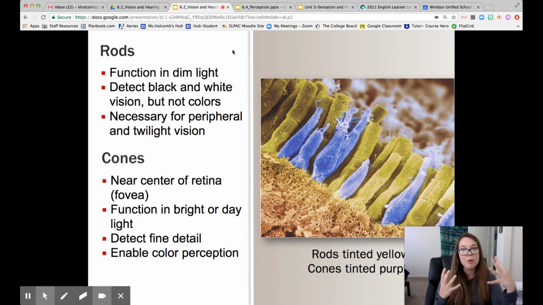And then we have cones, and cones are for color. Cones are how we see color. Rods are how we see black and white. Cones are in the retina, and they function in bright or daylight and enable color perception. So again, cones for color, rods for black and white.